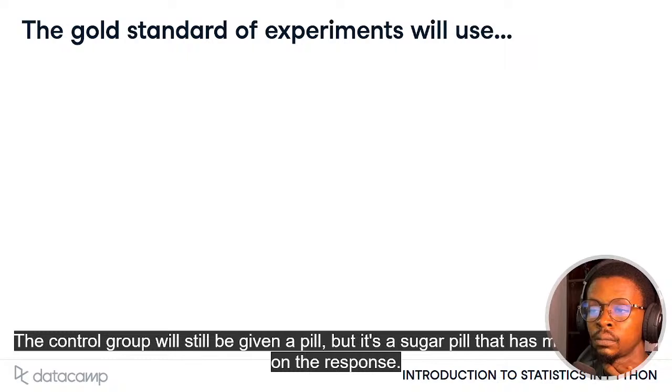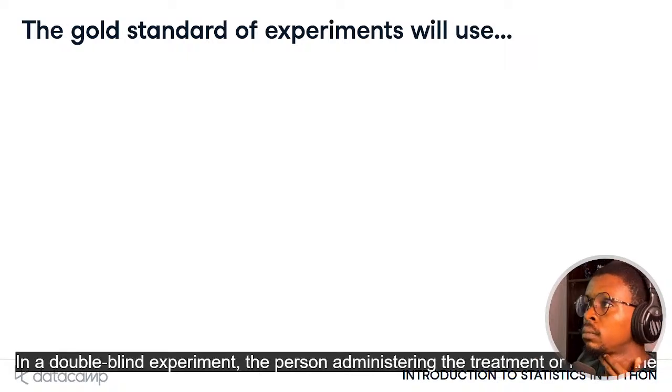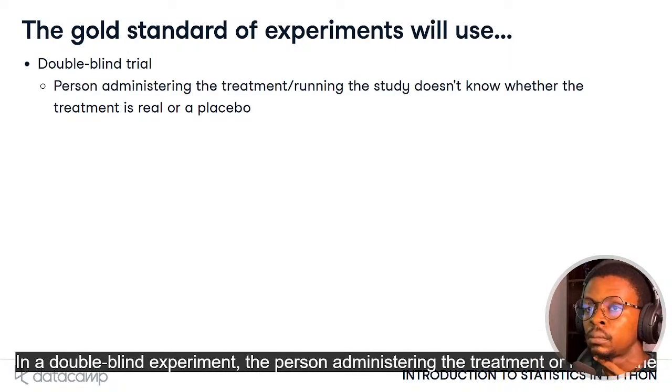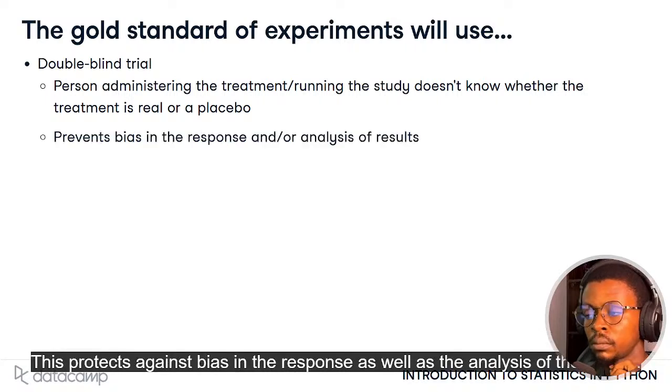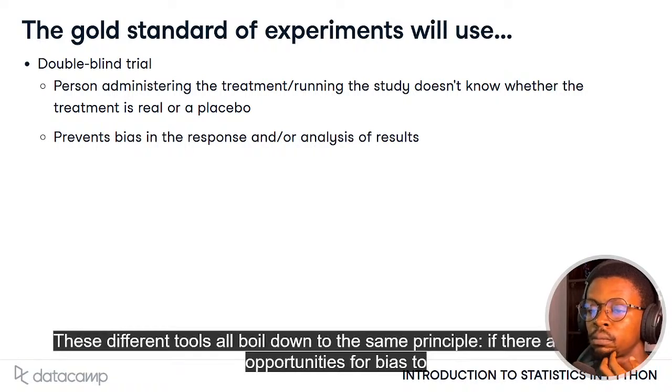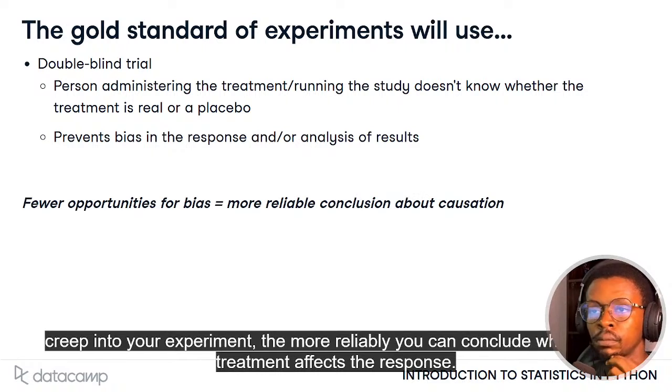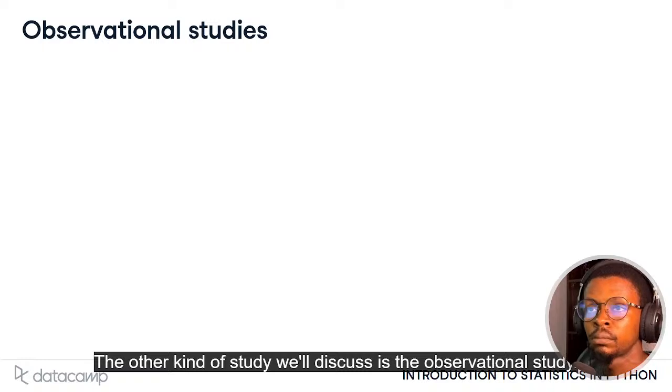In a double-blind experiment, the person administering the treatment or running the experiment also doesn't know whether they're administering the actual treatment or the placebo. This protects against bias in the response as well as the analysis of the results. These different tools all boil down to the same principle. If there are fewer opportunities for bias to creep into your experiment, the more reliably you can conclude whether the treatment affects the response.